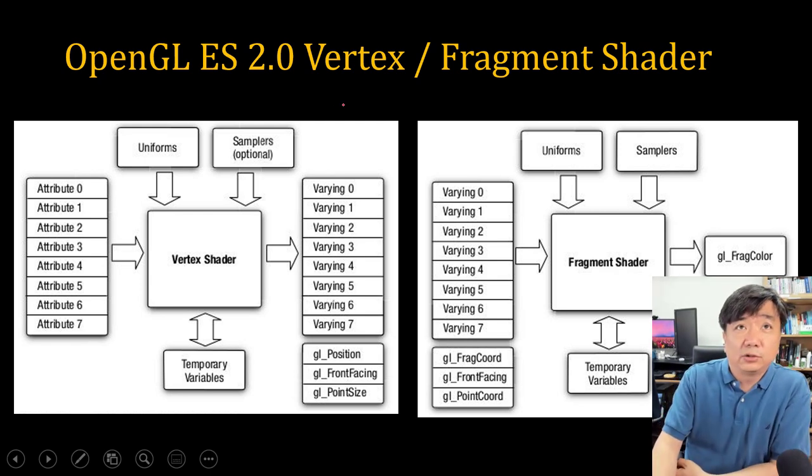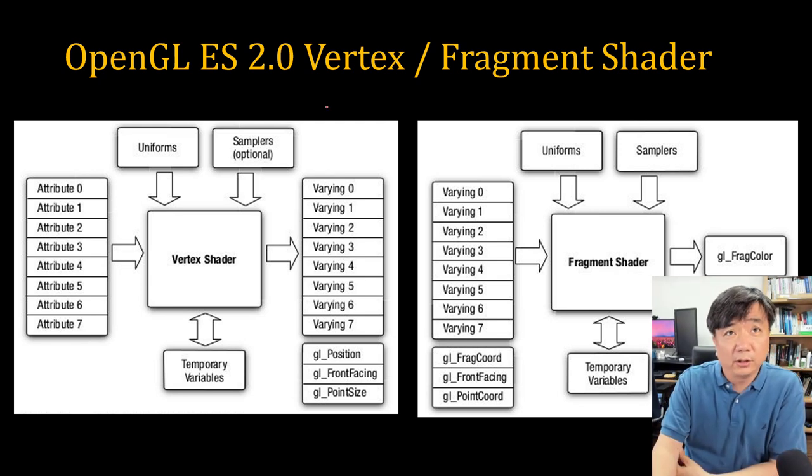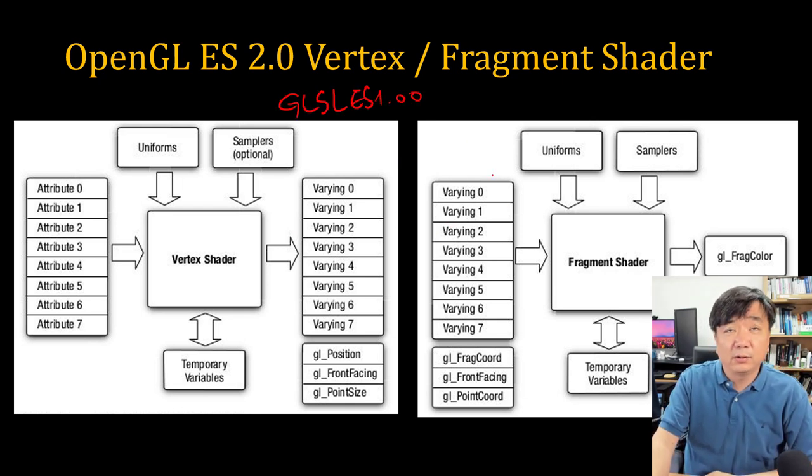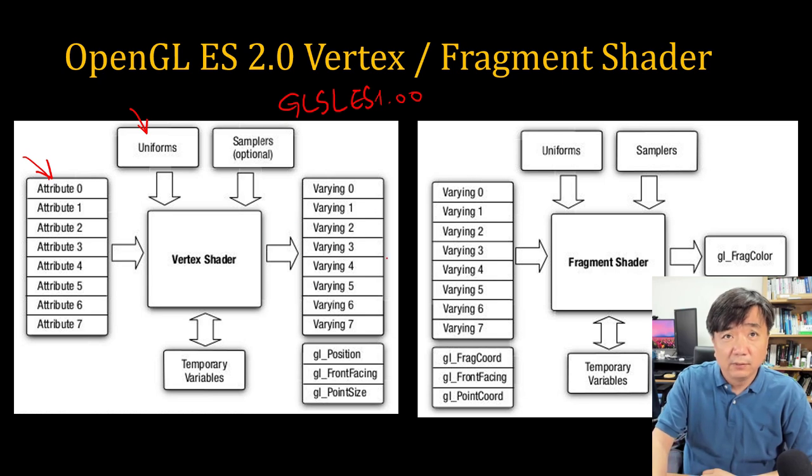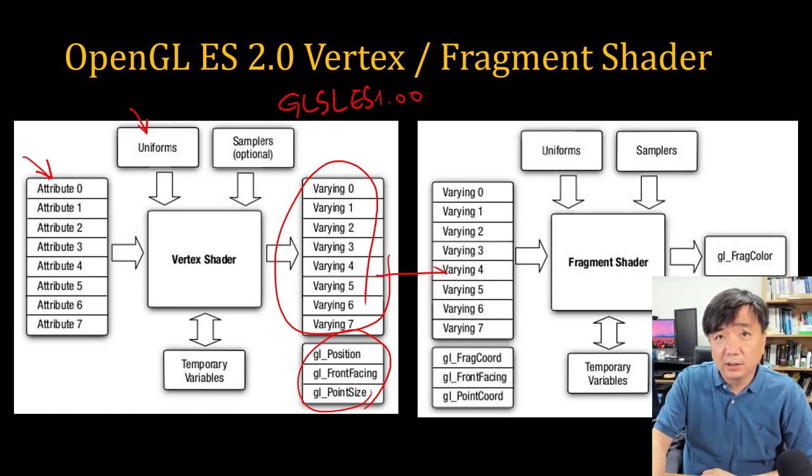Okay, the OpenGL ES 2.0 vertex and fragment shader look like this. This is the basic diagram of the vertex shader and fragment shader of GLSL ES 1.00. So we get information from attribute and uniform. The vertex shader uses this input data, then creates varyings, and then gl_Position and some other built-in output data. And then you send it into the fragment shader, and the fragment shader uses varying information and uniform information.